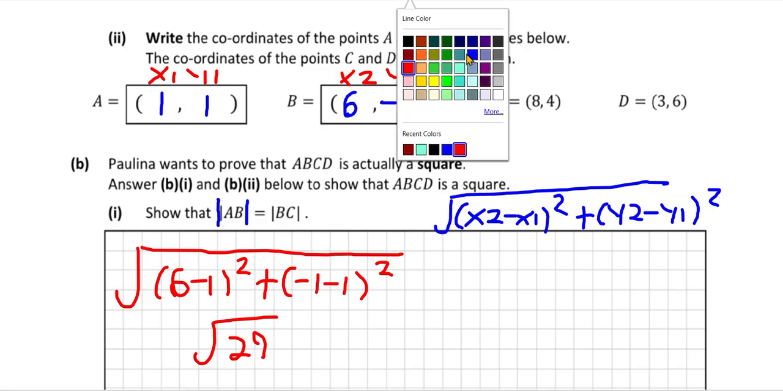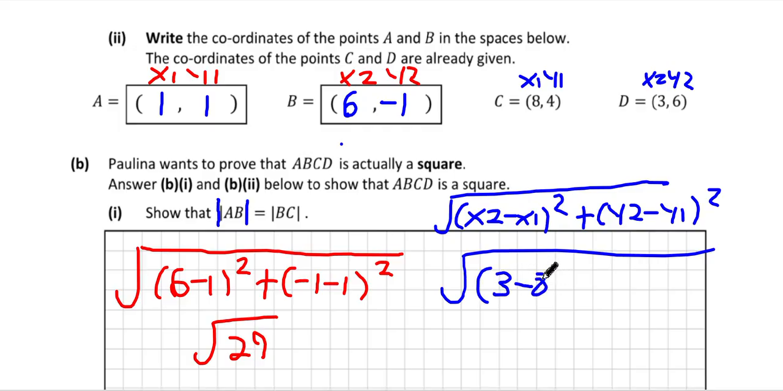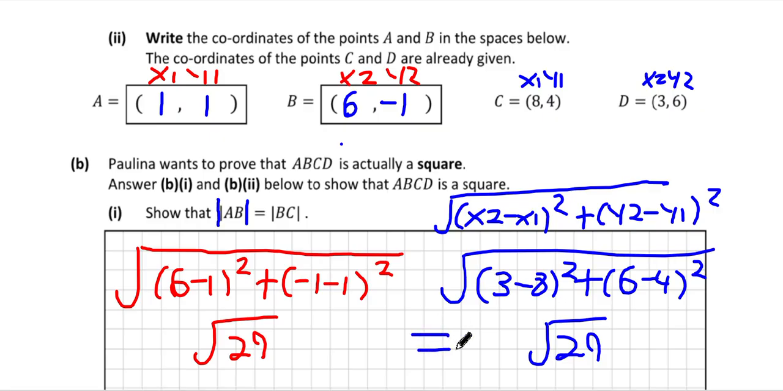And then for the blue one, which I'll do, the blue numbers are over here. You can be x1, y1. You can be x2, y2. You enter into the calculator. You go 3 take away 8 squared. 6 take away 4 squared. And once again, it's going to be square root of 29.